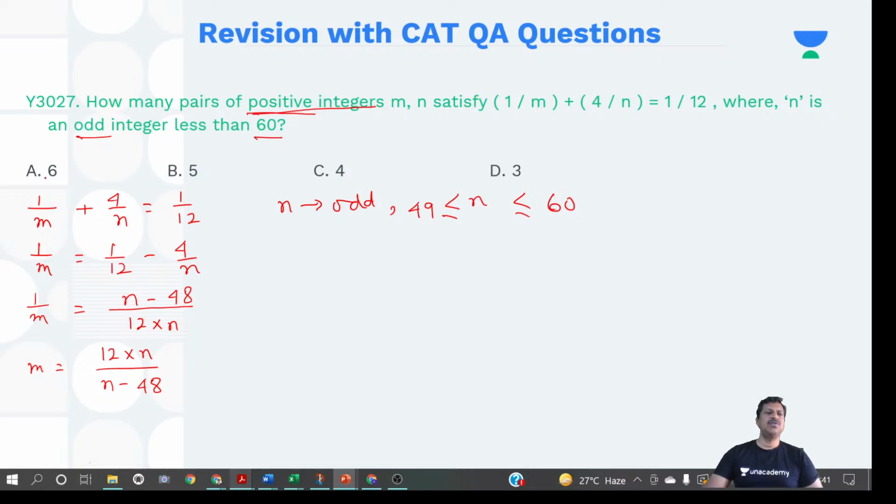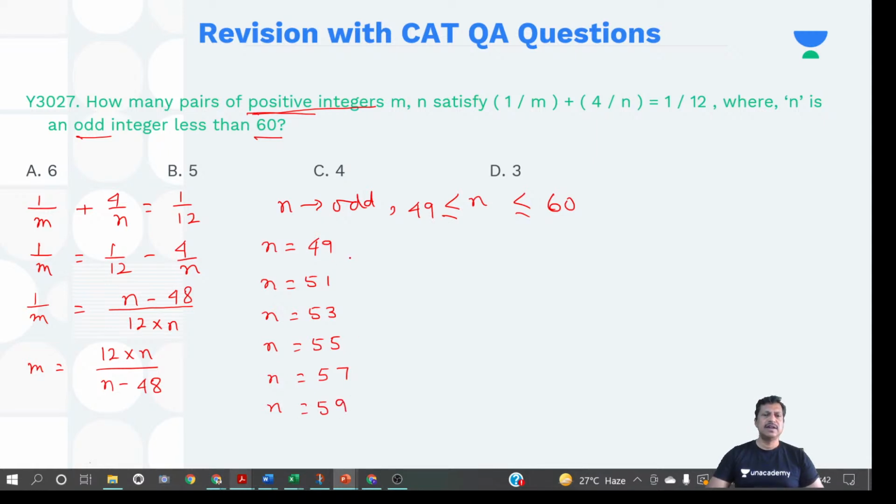So how many possible cases? If you look at the options, I told you options play a very important role. How many options are there? 6, 5, 4, 3. That means the number of cases will be less. The number of solutions will be less. We can calculate manually. So let's calculate. n is odd, so I can put n equal to 49, 51, 53, 55, 57, and 59.